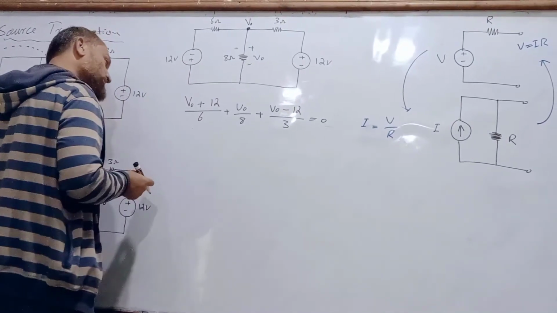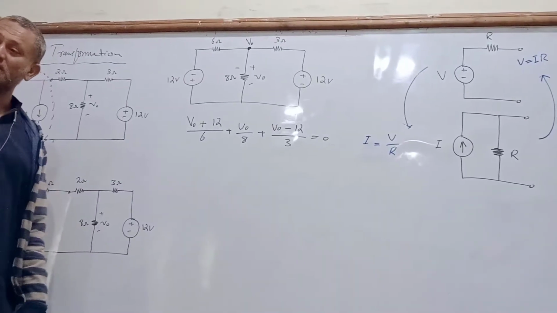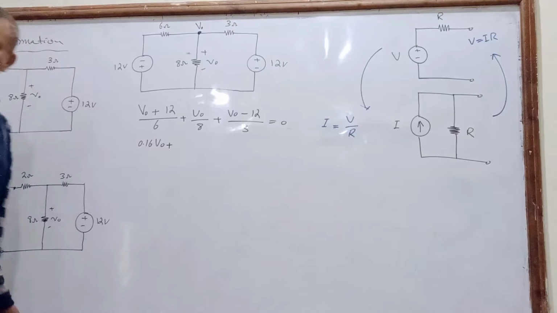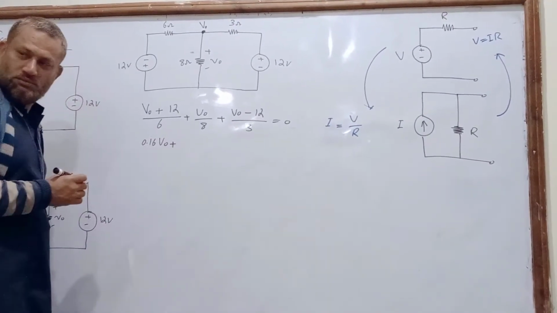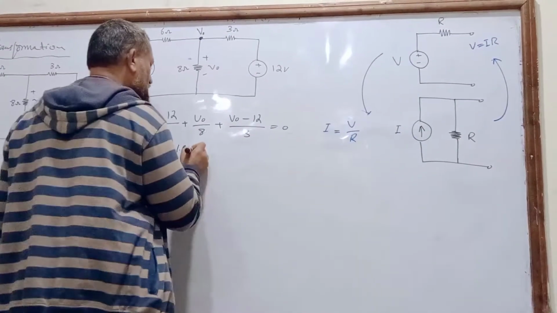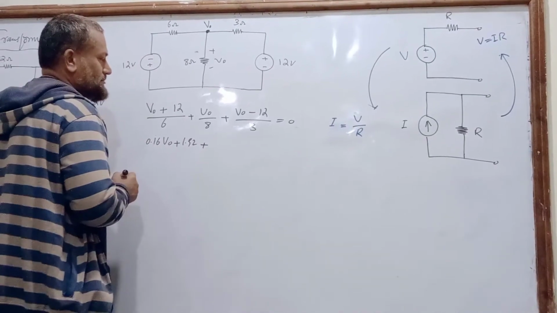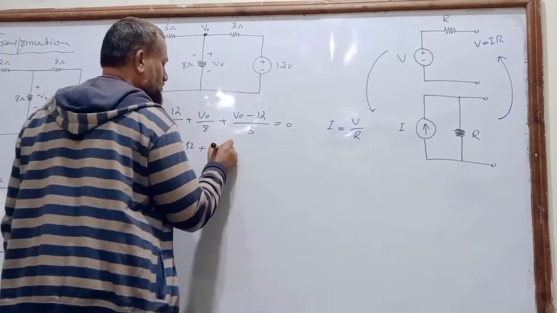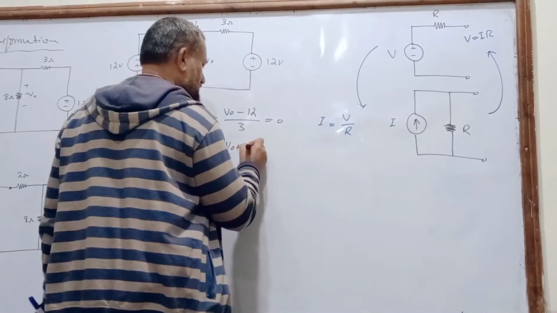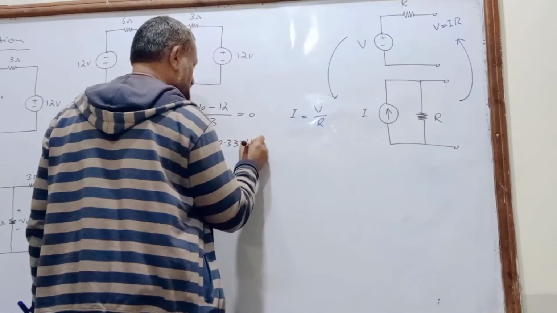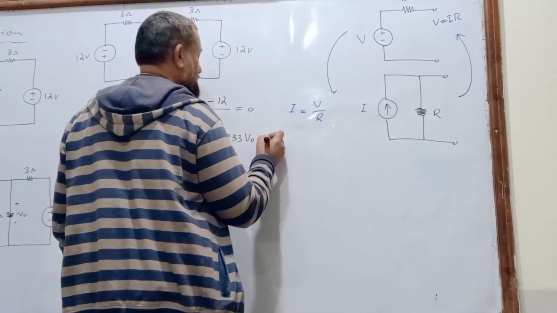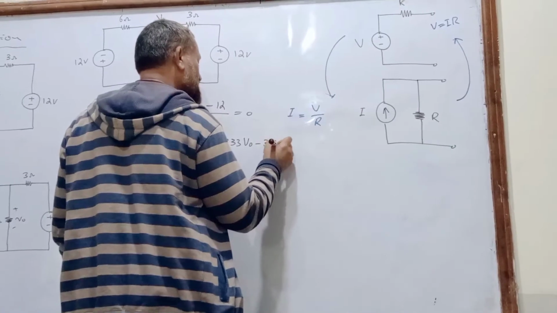So 1 over 6 is 0.16 V naught, and here 12 times 0.16 gives 1.92. Then 1 over 8 is 0.125 V naught. 1 over 3 is 0.33, and 0.33 into 12 is 3.96. So 1.92 plus 0.16 V naught plus 0.125 V naught plus 0.33 V naught minus 3.96 is equal to 0.